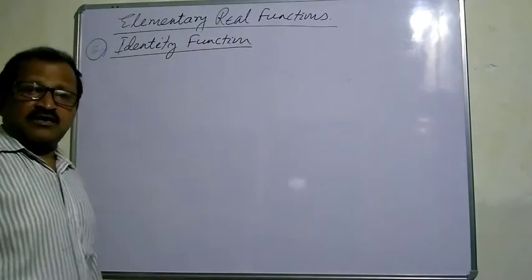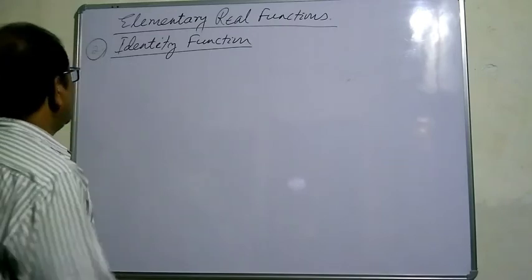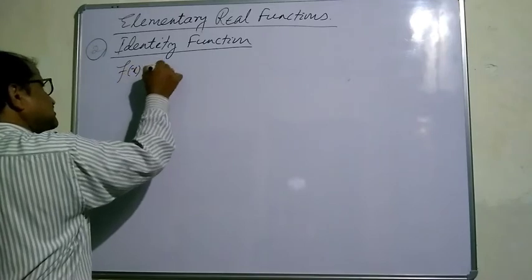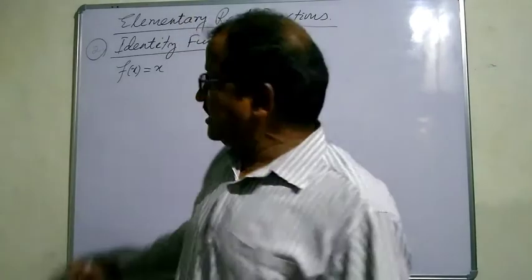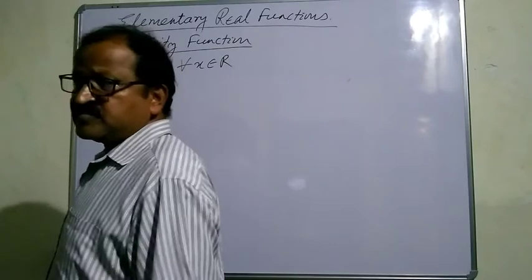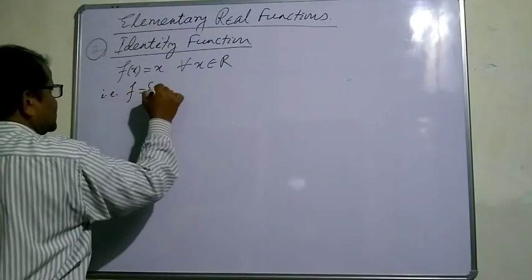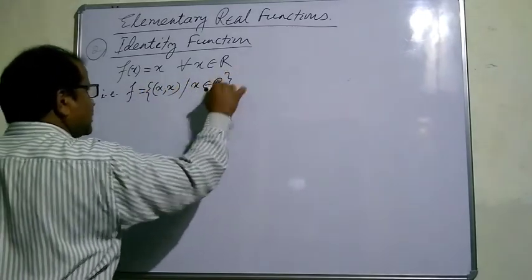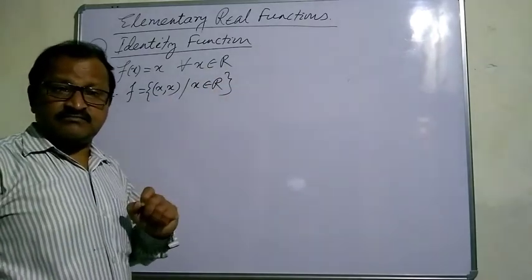Identity function. You know the identity relation, a univalent relation. Here f(x) is equal to x, for all x belongs to R. That is, f is the set of ordered pairs (x, x) such that x belongs to R. This is the function, (x, x).